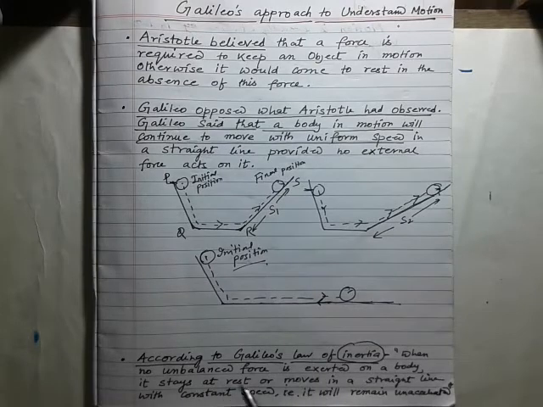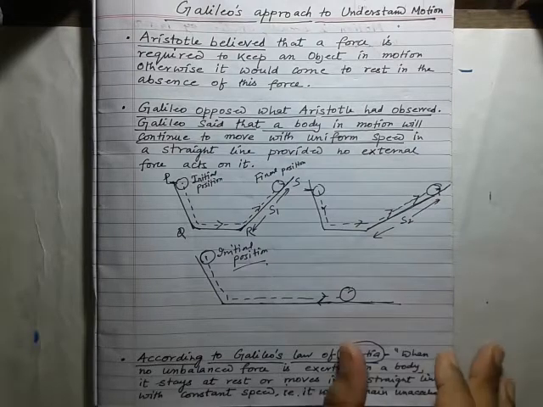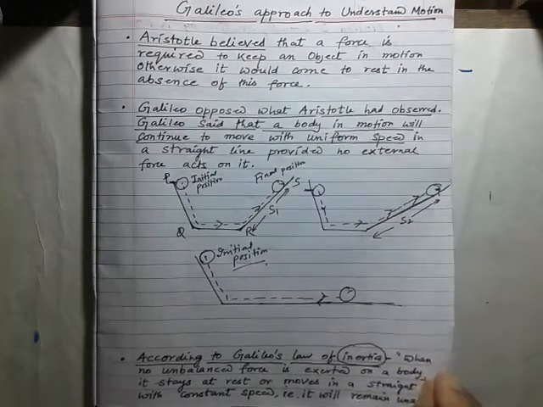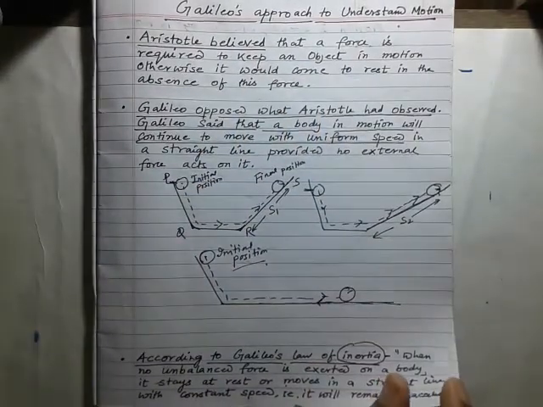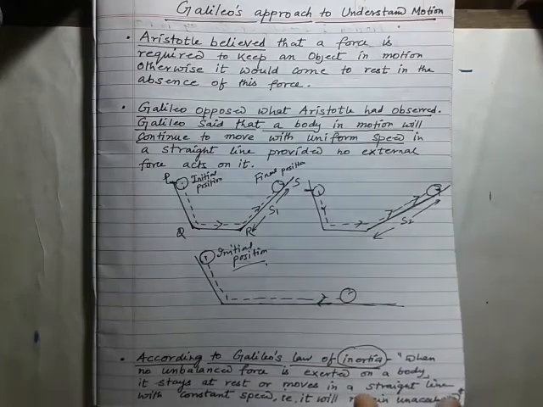But because I started these things, I have to tell you this one, as it was said by Galileo only. This is written in quotation also. When no unbalanced force is exerted on a body, it stays at rest or moves in a straight line with constant speed. That is, it will remain unaccelerated. I'll explain these things afterwards. So in this way, the concept of force and motion has arisen.